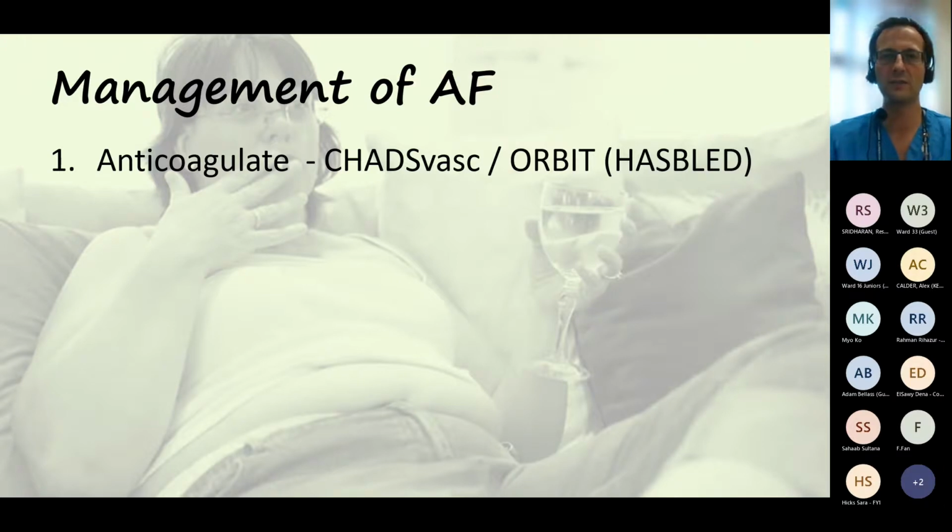Now, if her CHA2DS2-VASc score was 0, which it can't be because she's a woman, unless she's non-binary, that means we need to consider anticoagulation. So CHA2DS2-VASc of 0 or 1, we probably wouldn't think about anticoagulation, although if that 1 was for diabetes, we might. Make sure you consider that.